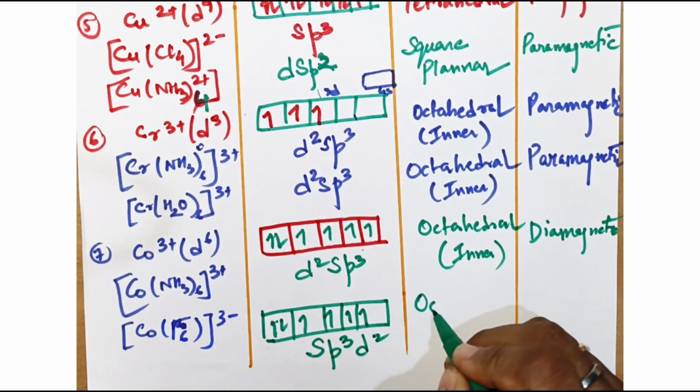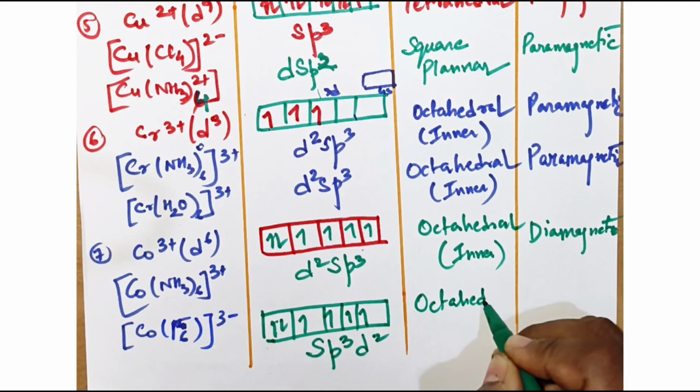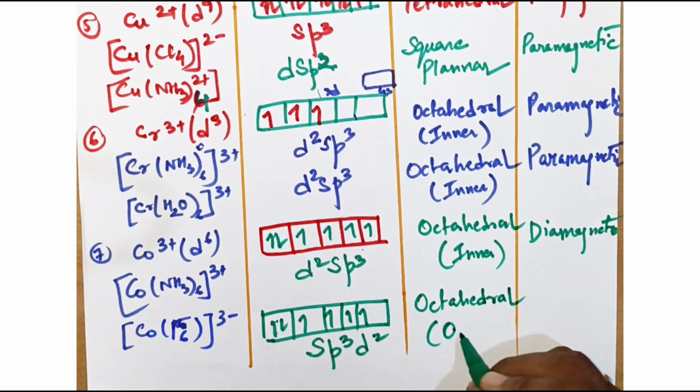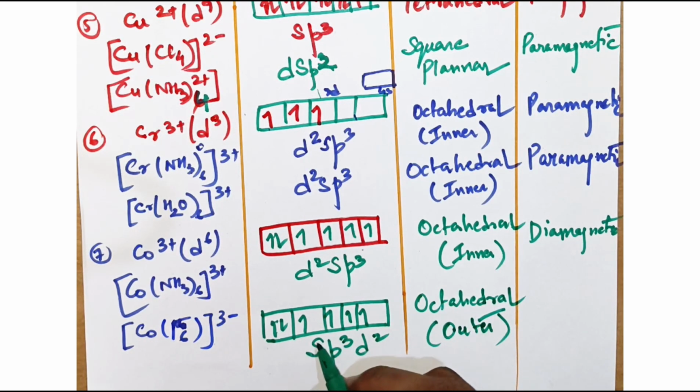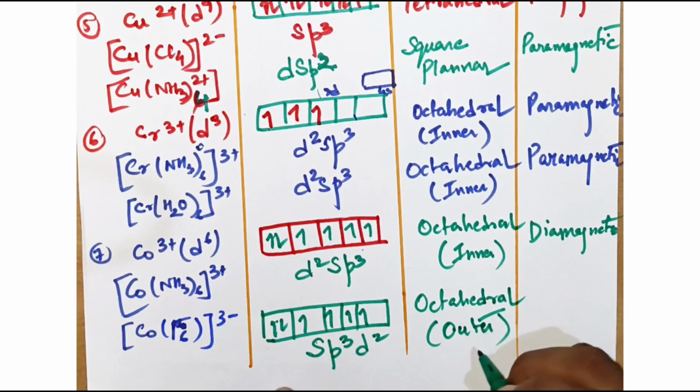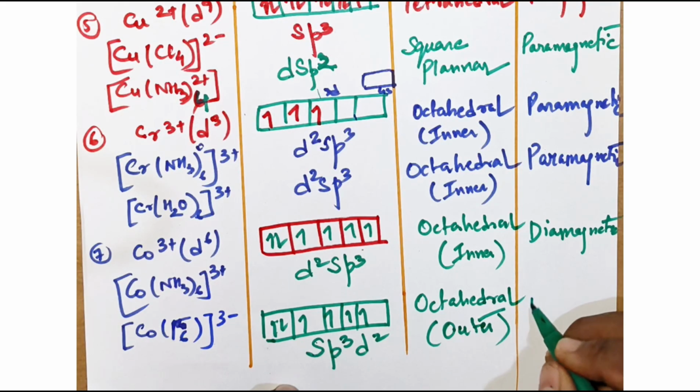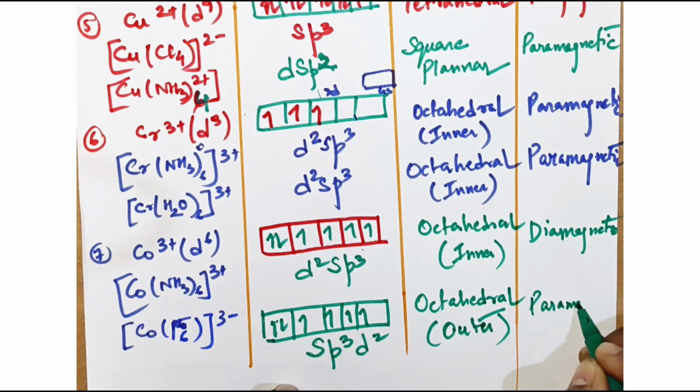sp3d2. So this is also your octahedral, and it is again an outer orbital complex, because it is taking sp3. So 3 4d orbitals it is taking from sp3, it is taking your outer d, so it is your sp3d2, and it is your outer orbital complex. It is octahedral only, and it is paramagnetic. Okay, so this way we have done these molecules.